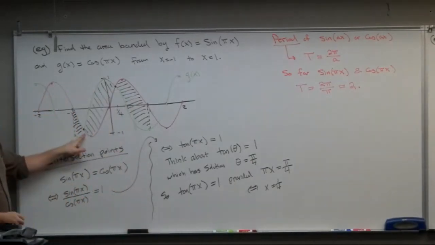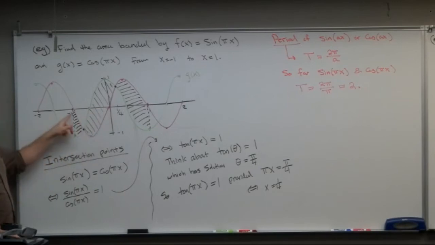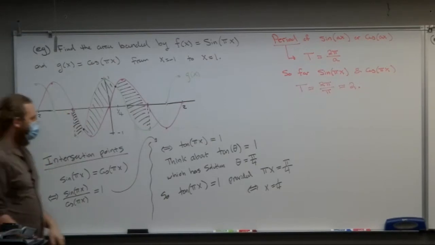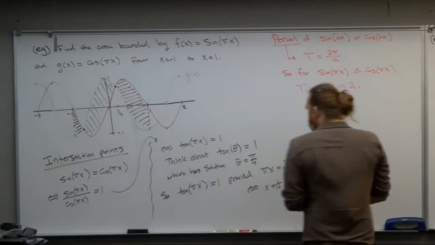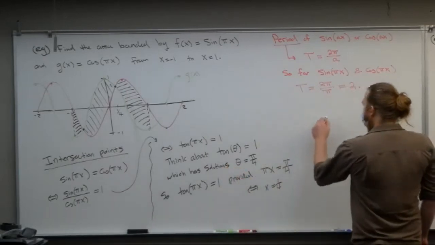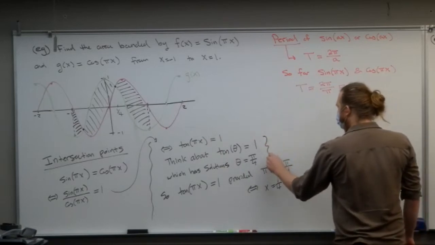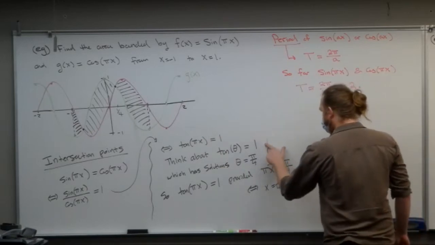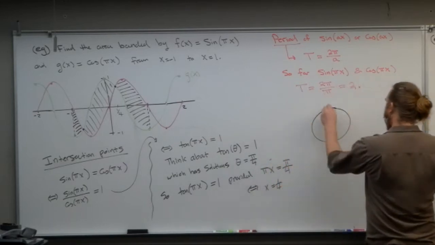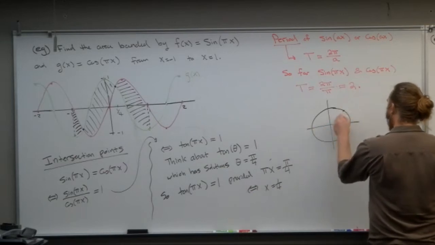This x value here is 1/4. We also need this negative solution here, and we see the period is 2, half period is 1, quarter period is 1/2. So this is somewhere between -1/2 and -1. We could take a guess there, or you could think about your unit circle. Where else is the tangent function equal to 1?